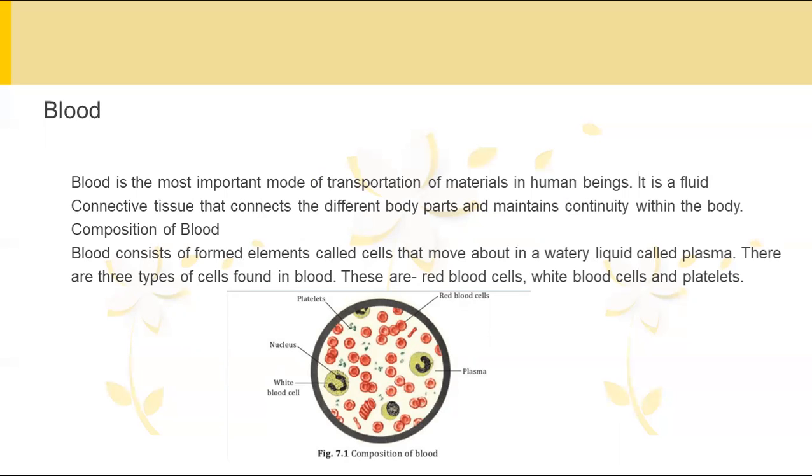And look at the figure. Figure 7.1 shows the composition of blood. In this structure, we can see plasma, red blood cells, platelets, the nucleus, and white blood cells. So these are the composition of blood.